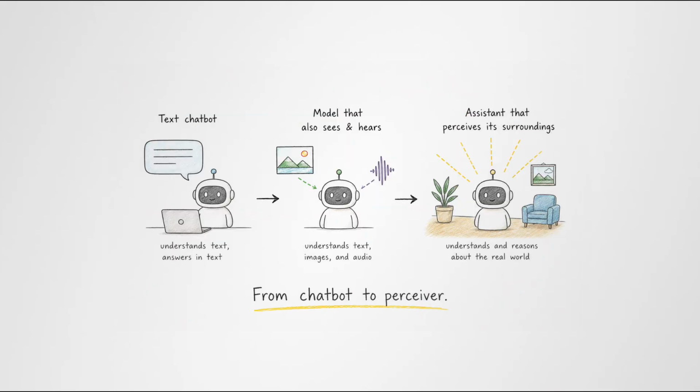Why does this matter? It moves AI away from being a text box and towards something that perceives the world more like we do, through several senses at once. That's the foundation for assistants that can look at your screen, your documents, or your camera and actually help with what's in front of you, not just what you can describe in words.